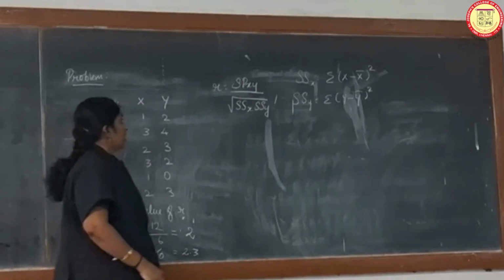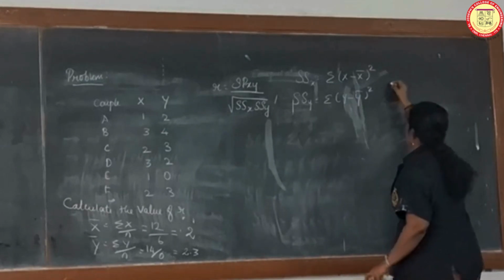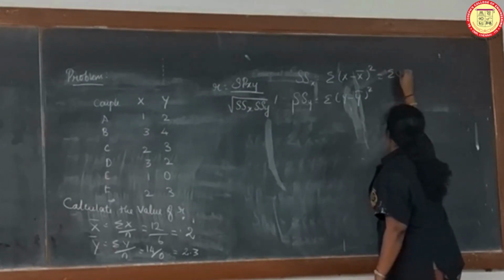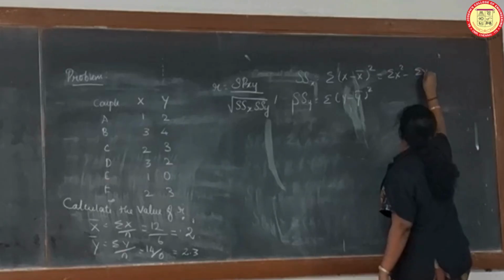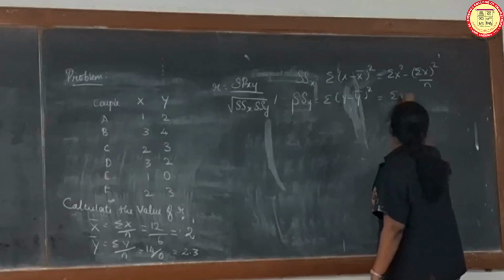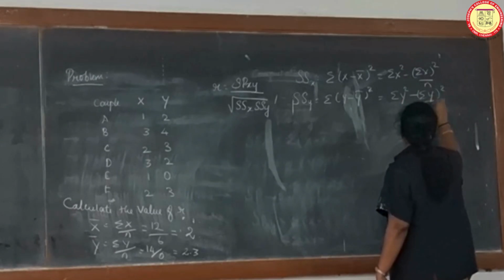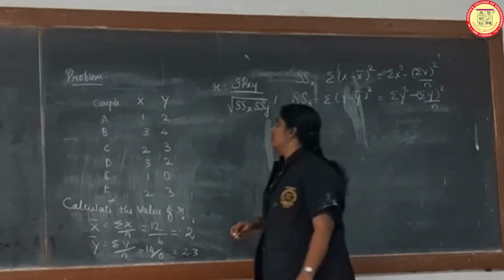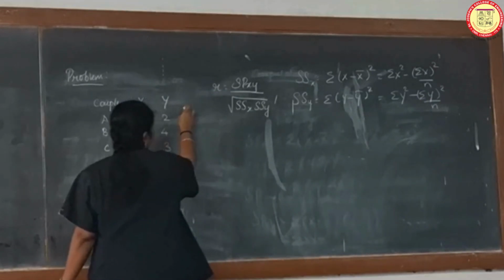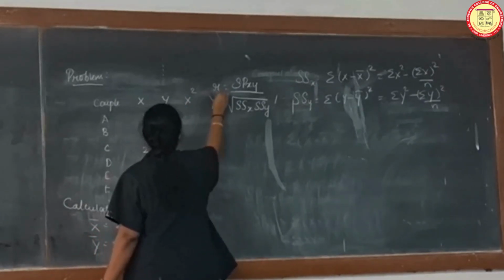Got it? Okay. So we can also calculate another one, SSX, which is equal to summation x square minus summation x the whole square divided by n. Here also the same thing for y: summation y square minus summation y the whole square divided by n. I think it is very simple. For that we first have to calculate the x square value as well as the y square value.